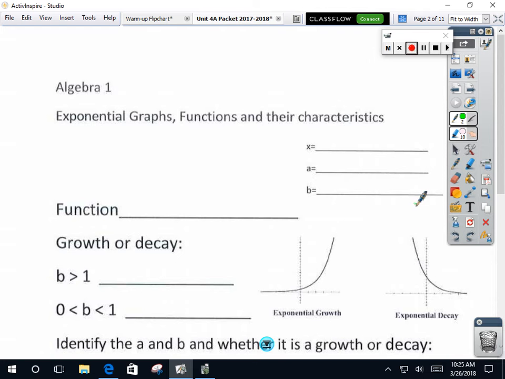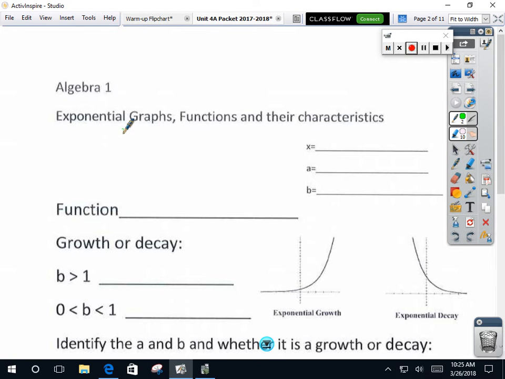Okay, today we are going to be learning about an exponential function. We're going to be learning how to graph them, and we're going to be learning about their characteristics. We've already learned about linear functions. They're y equals mx plus b. Then we learned about quadratic functions, and remember they can either be y equals ax squared plus bx plus c, or vertex form is y equals a times x minus h squared plus k.